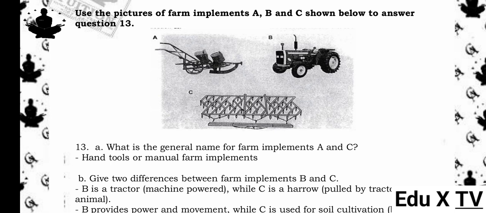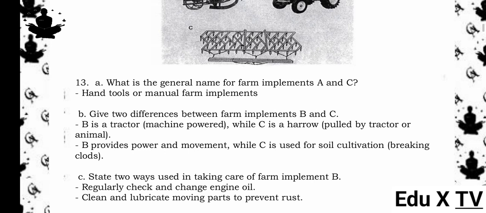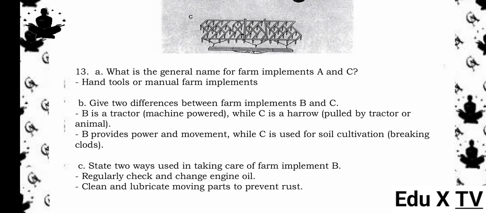B is a tractor, machine powered, while C is a harrow pulled by tractor or animal. B provides power and movement, while C is used for soil cultivation, breaking clods. C. State 2 ways used in taking care of farm implement B. Regularly check and change engine oil. Clean and lubricate moving parts to prevent rust.